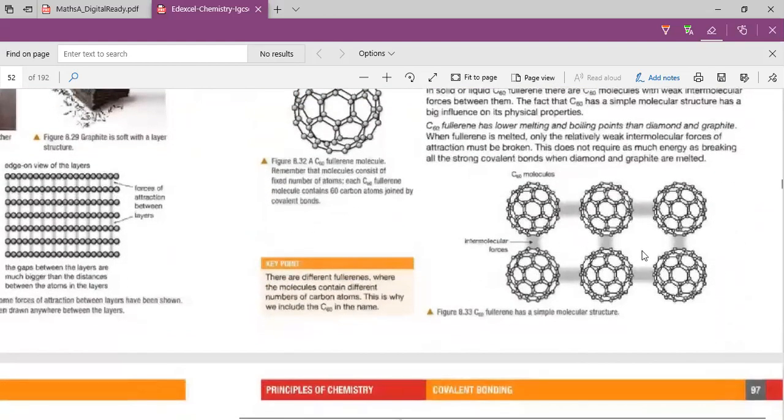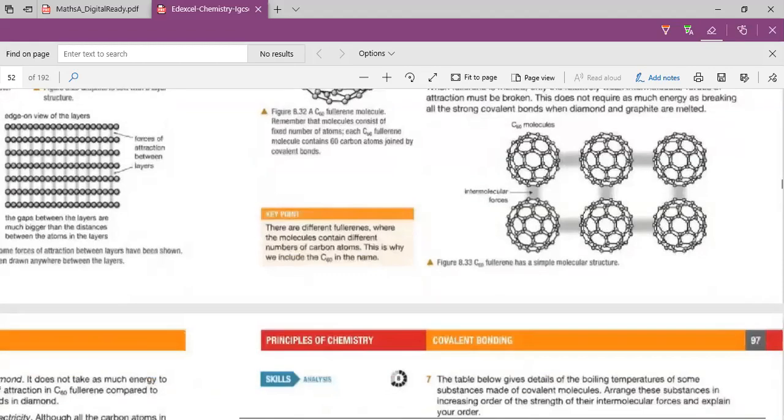So you can see this is the simple molecular structure of fluorine. They exist as C60. This is one 60-carbon-atom molecule. This is another 60-carbon-atom molecule. So it's a molecule, it's a molecule, but between them we have intermolecular forces, and so on. You can see, in the faint gray color joining all the molecules, the weaker intermolecular forces of attraction.